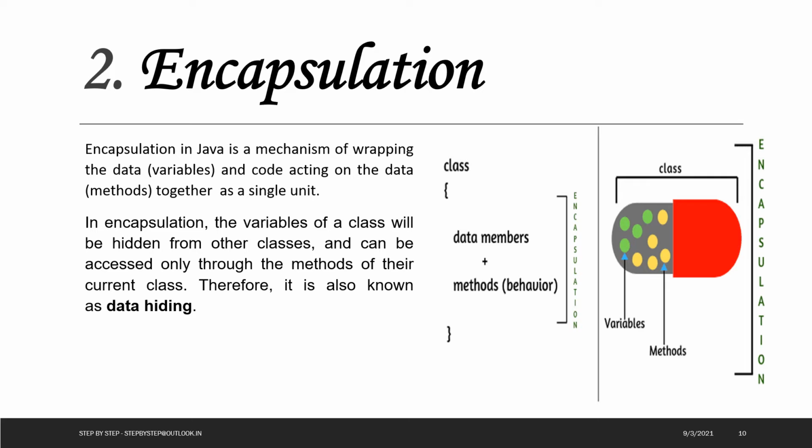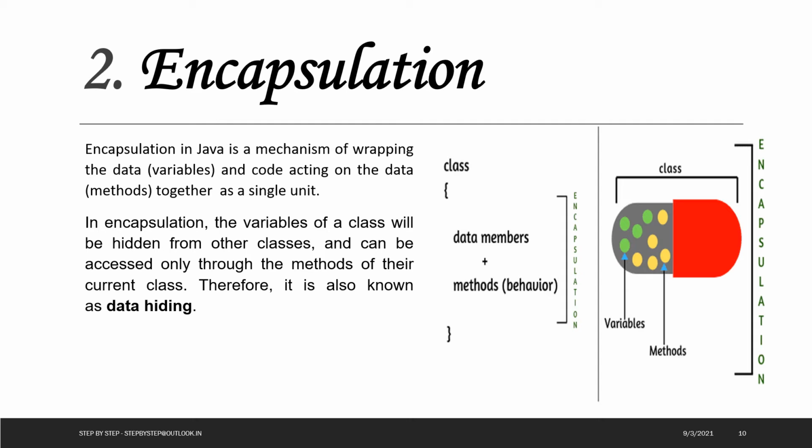Then the second pillar of the OOPS is encapsulation. So what is encapsulation? Encapsulation in Java is a mechanism of wrapping the data, that is the variables which are used to store the data, and code acting on the data, that is the methods which will have the code written inside it, together as a single unit. So encapsulation, the variables of a class will be hidden from other classes and can be accessed only through the methods of their current class. Therefore, it is also known as data hiding.